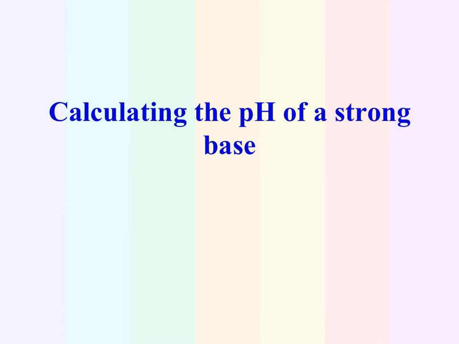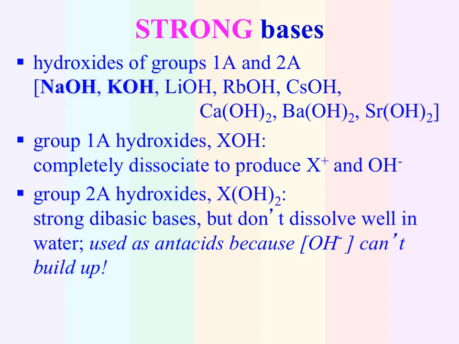Okay, so let's go ahead and look at the calculation for the pH of a strong base. Before we look at calculations, let's talk about what the strong bases are that you guys should be familiar with. Basically, strong bases, any of the hydroxides from groups 1A and 2A in the periodic table, fall into that category. So sodium hydroxide and potassium hydroxide are both examples of strong bases that you are relatively familiar with, or at least should be.